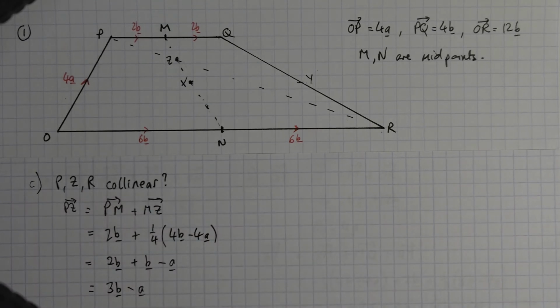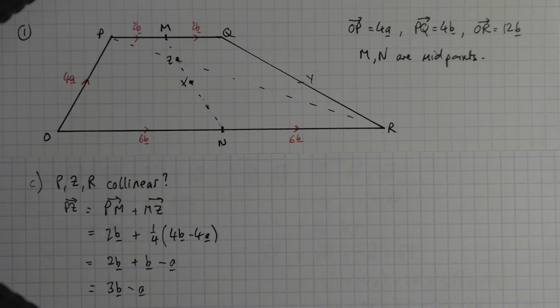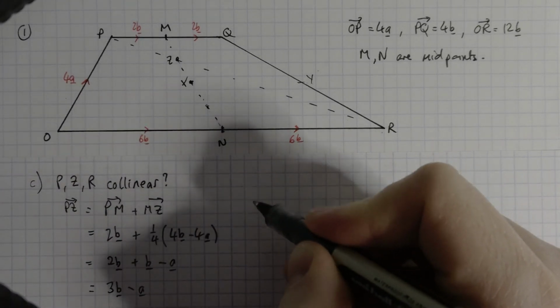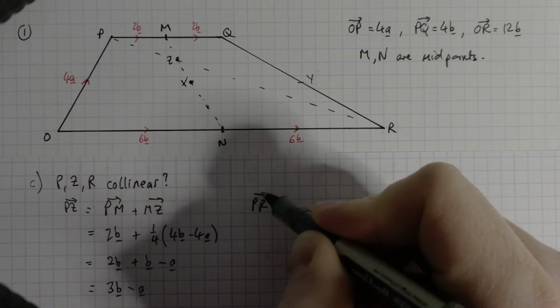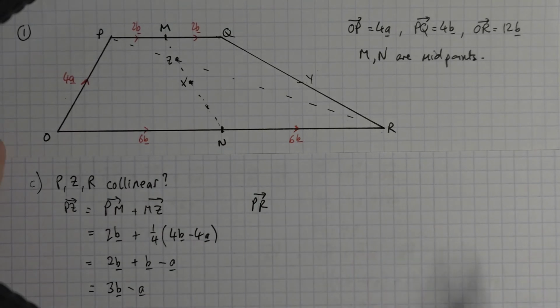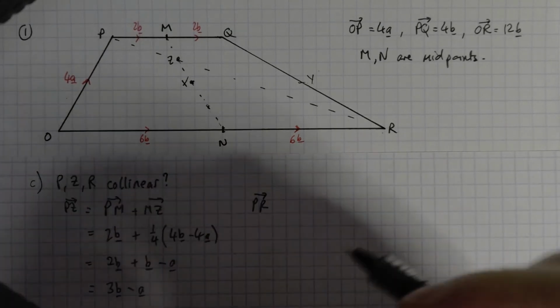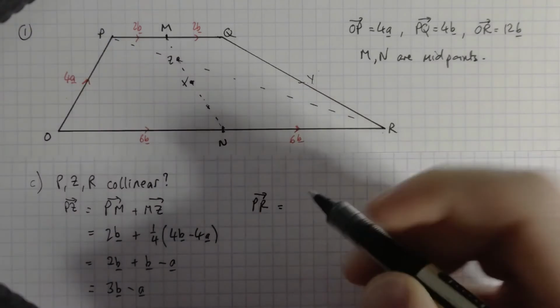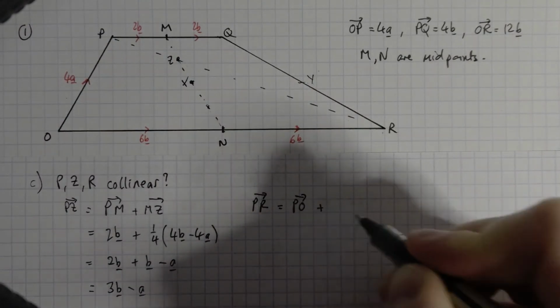Brilliant. So I've got one of the pairs sorted out. I've done P to Z. Maybe let's do P to R. I mean, I've got P to R already, haven't I? So what was P to R? I worked it out earlier. No, I haven't got P to R. Let's do P to R. So I'll go PO and OR.